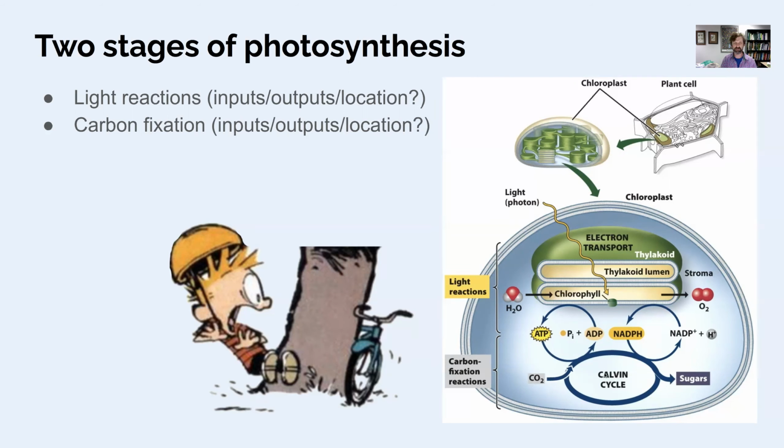My silly illustration here is of Calvin from Calvin and Hobbes. If you're not familiar with the bicycle episodes, get familiar with them. He had a cursed bicycle with a mind of its own. So this is the Calvin cycle, which is generally how this carbon fixation cycle is known. It's a stretch.